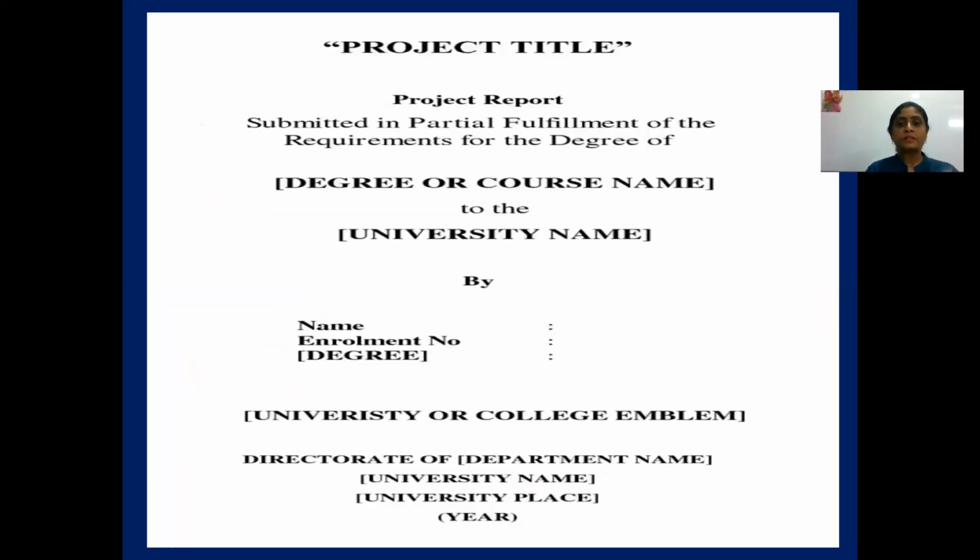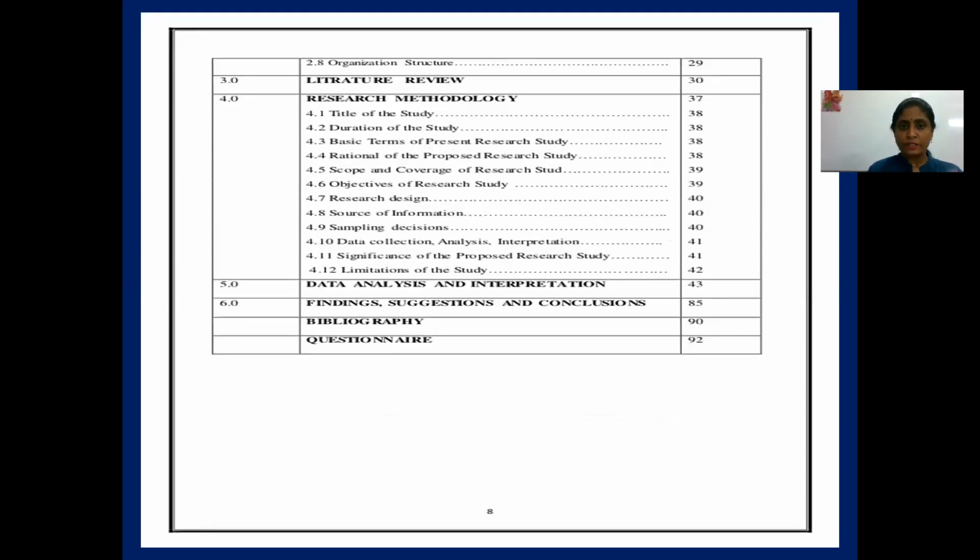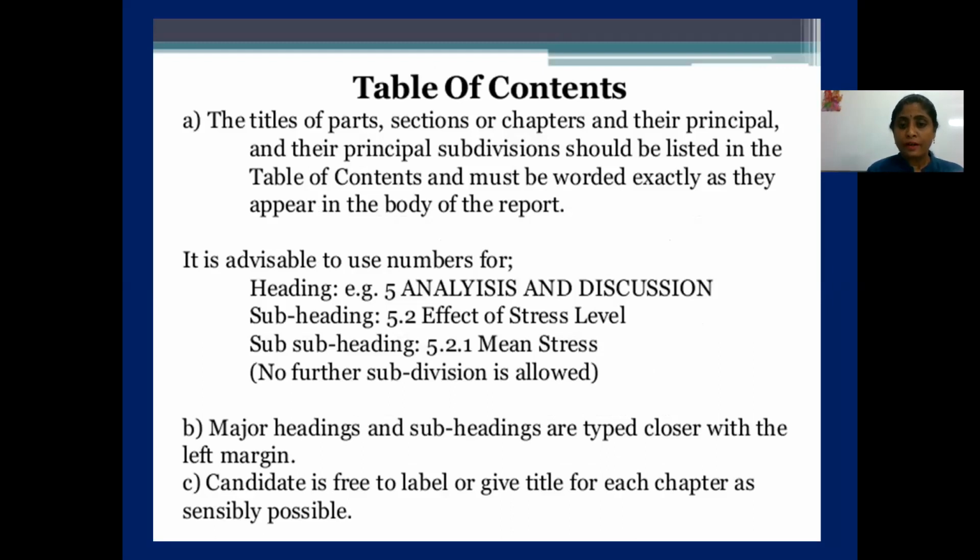Your project title should look like this. This is one of my old students' project report. I'm showing it to you to get more clarity. Fine. Look here, table of contents. Bonafide certificate, acknowledgement, certificate of originality, preface, declaration, list of tables, list of figures, charts, everything. Right? Here, the table of contents should be written in such a format.